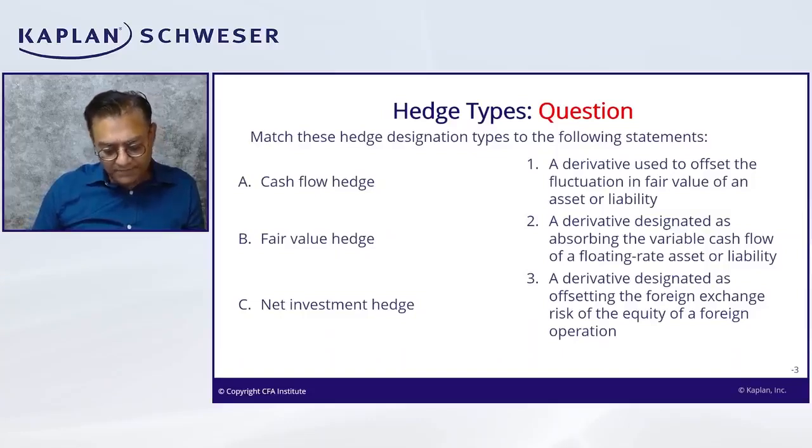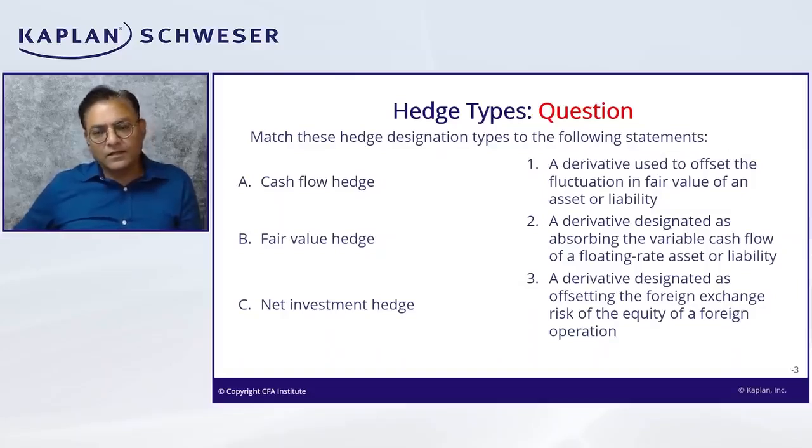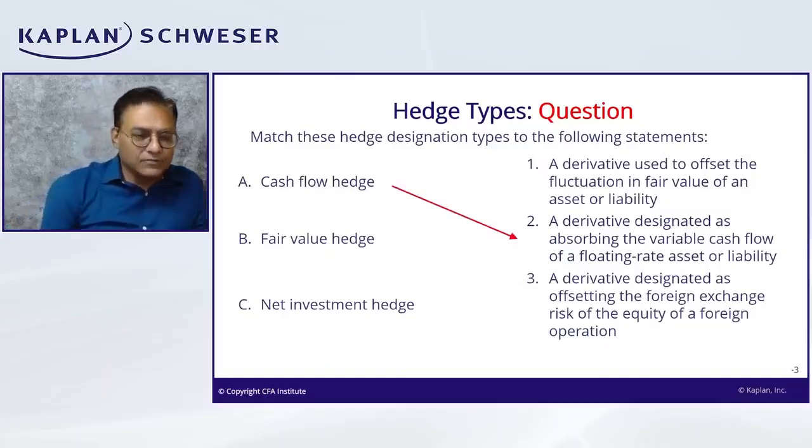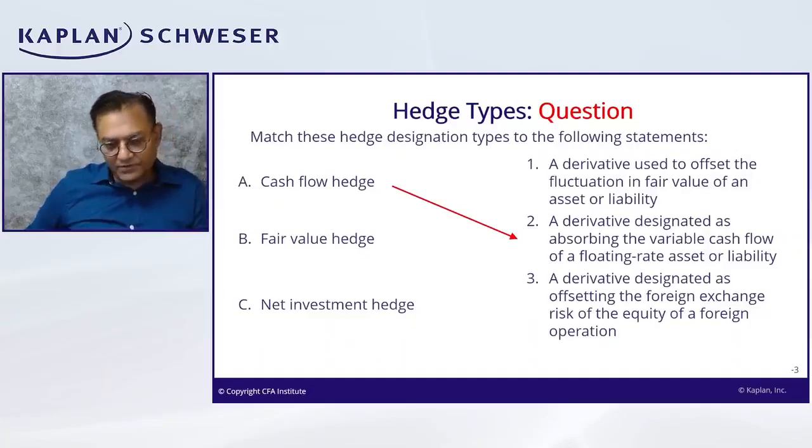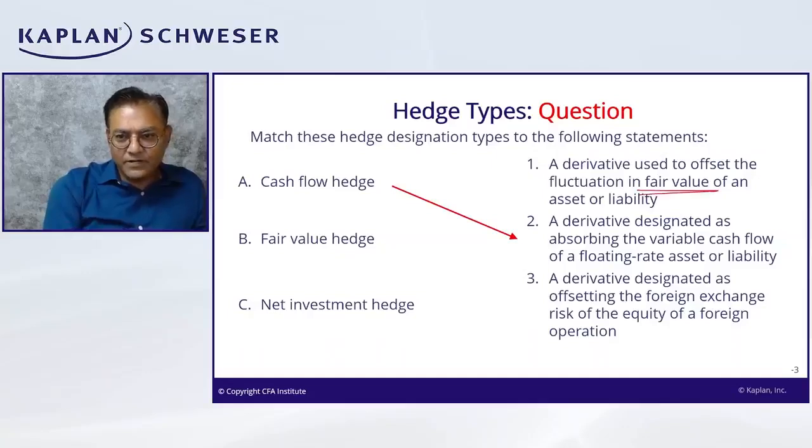So first, the cash flow hedge, and you are using a derivative that is absorbing the variability, the fluctuation of cash flows from an asset or a liability. So that's your cash flow hedge. Fair value hedge. So again, very obvious, fluctuation in fair value, and that is your choice one.